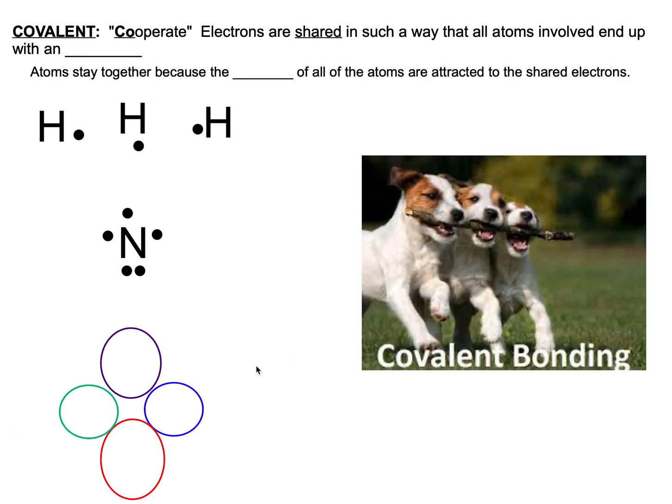Covalent, these guys get creative. They're going to share electrons. They're going to cooperate. For covalent, they're not going to give up electrons and take electrons. They're going to put their electrons together and share them in such a way that all atoms end up with an octet. No one is becoming positive. No one's becoming negative. We don't use ions. We don't use charges. That's ionic. It's in the name. Covalent, we're just going to share electrons.